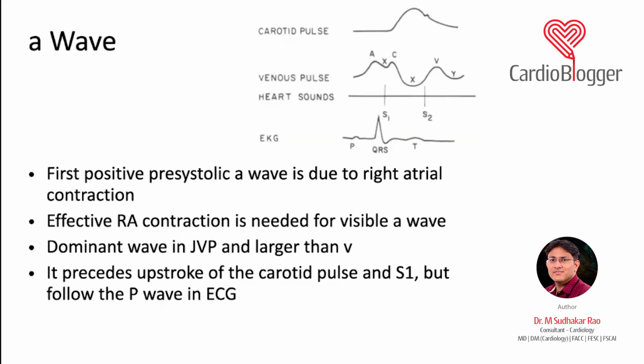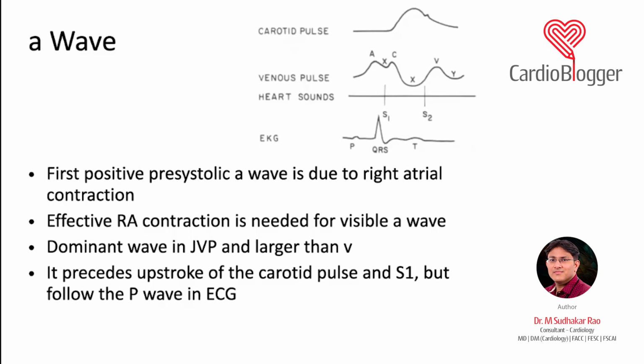It precedes the upstroke of the carotid and S1. That is what I told you. It is atrial contraction, so it precedes S1, but it follows the P wave on ECG. And you should always time it with the carotid. If it is coming with the carotid, it is not the A wave, it is the V wave, and if it is coming before the carotid, it is the A wave. So always remember the timing with the cardiac cycle.